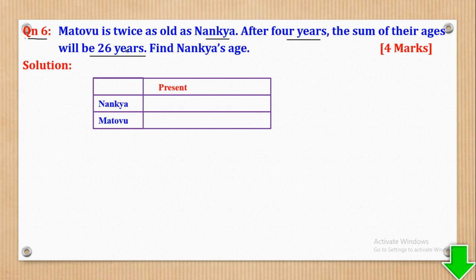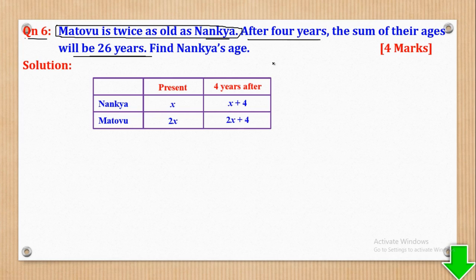So present age is that Nancha will be x and Matovu will be 2x, because here they say that Matovu is twice as old as Nancha. So if Nancha is x, Matovu will be twice, which will be 2x. But they said after 4 years, the sum of their ages will be 26 years. So after 4 years, it means that Nancha will be x plus 4 and Matovu will be 2x plus 4.